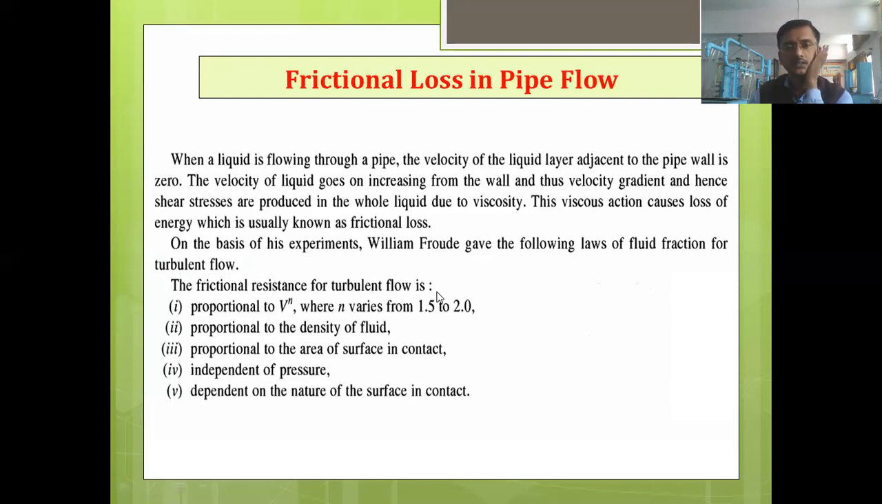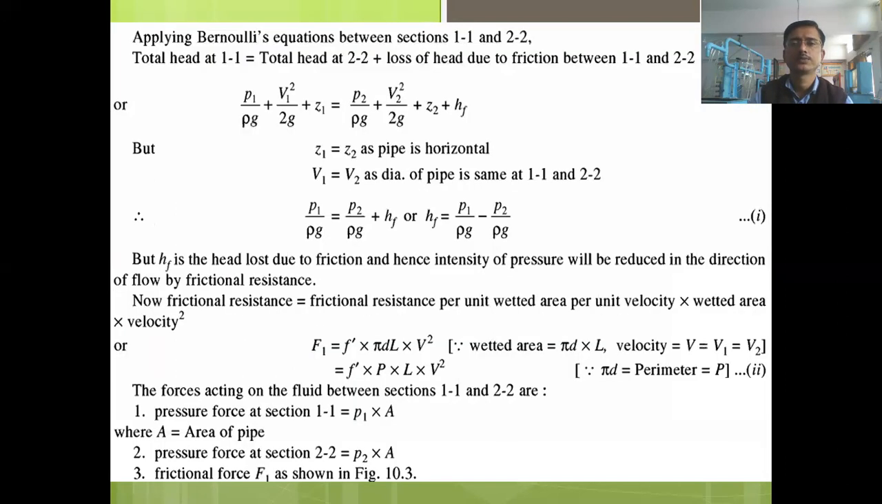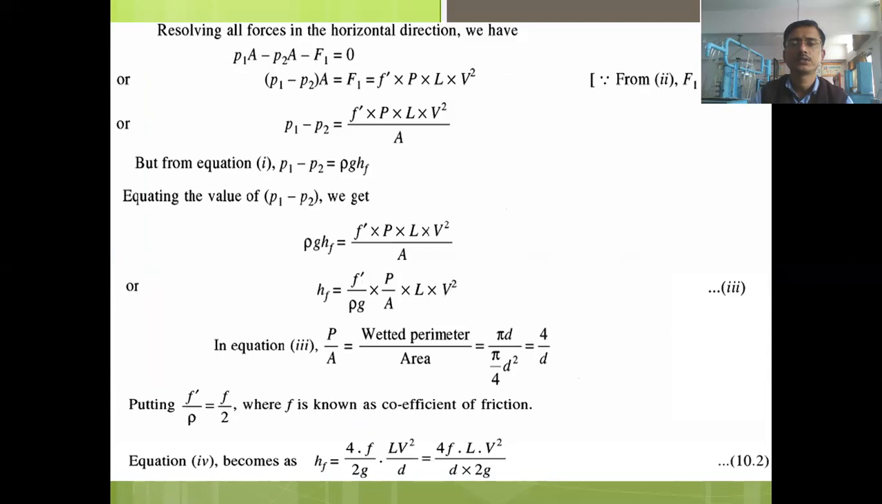We have seen the various laws of fluid friction, right? Four or five law statements we have seen regarding the laws of fluid friction, and then we derived the equation for the head loss due to friction, the Darcy-Weisbach equation, and that equation was 4fLV square upon 2gD, right? That was the equation that we have derived.